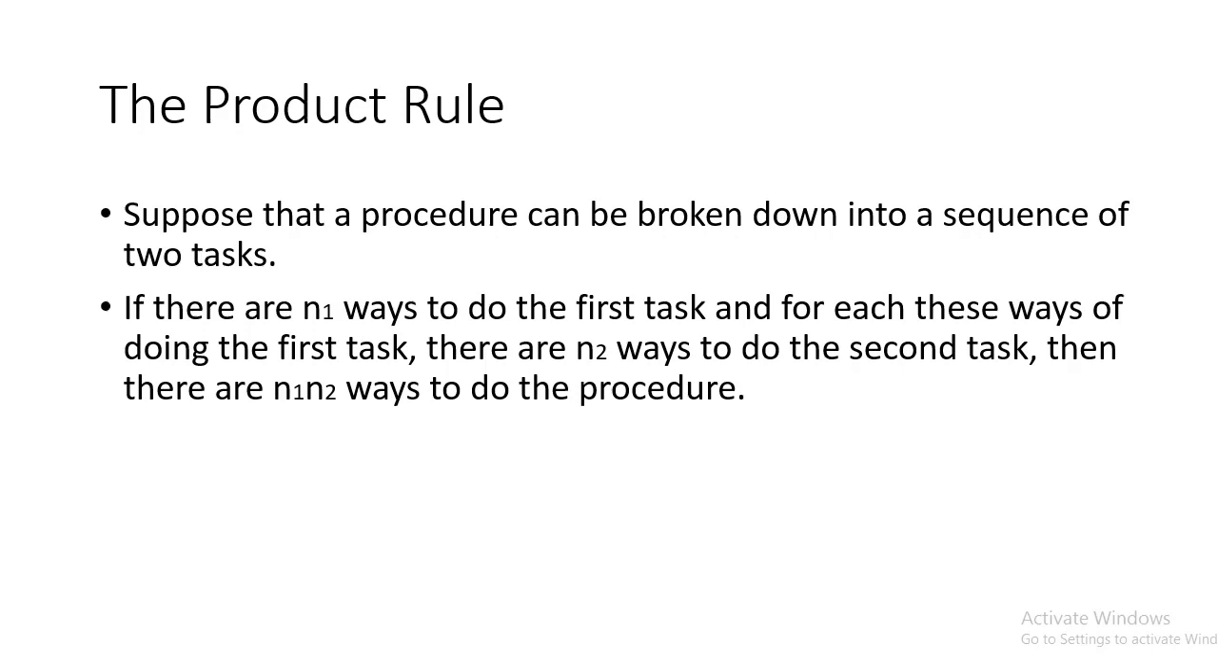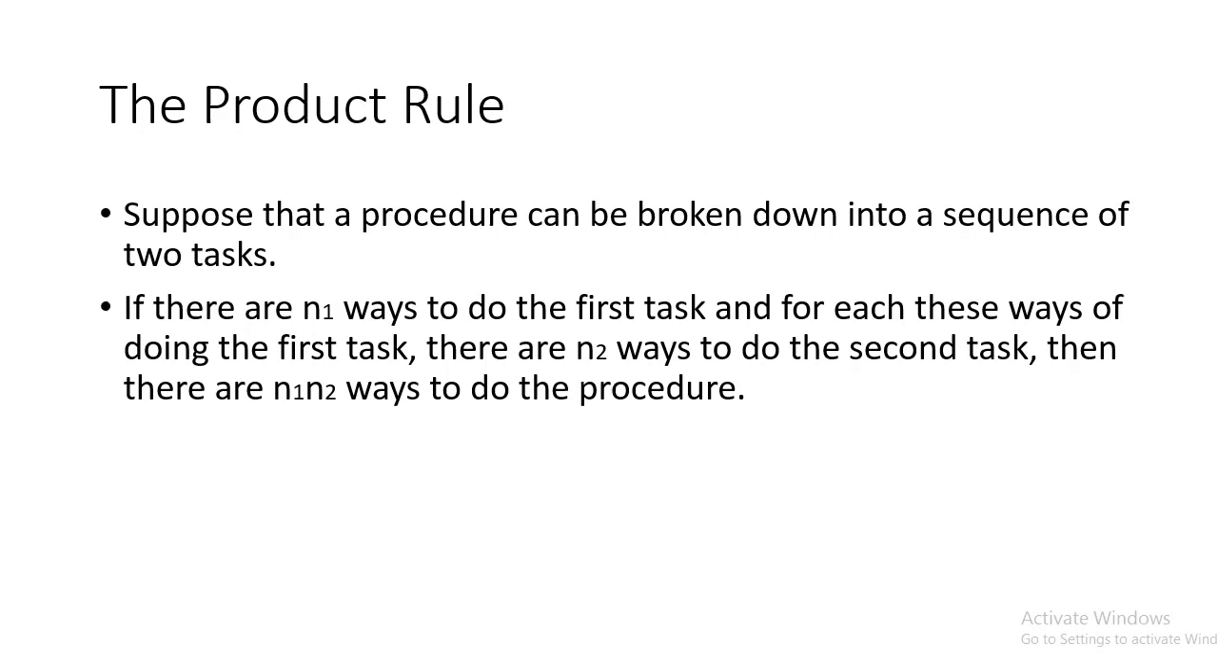Suppose that a procedure can be broken down into a sequence of two tasks. If there are n1 ways to do the first task, and for each of these ways of doing the first task there are n2 ways to do the second task, then there are n1 times n2 ways to do the procedure. This is the product rule.